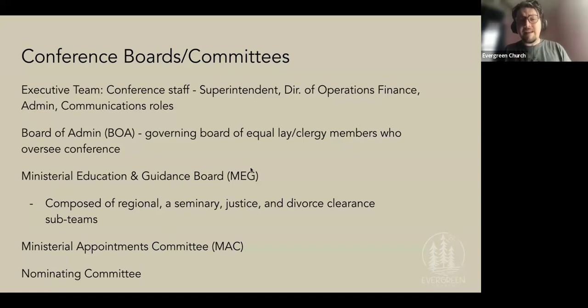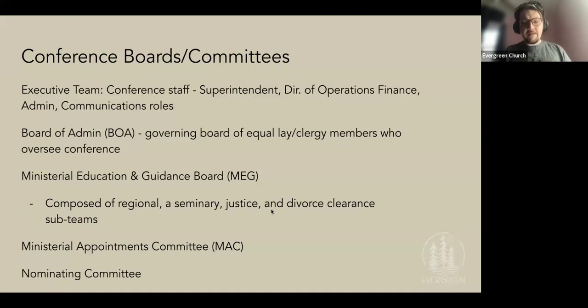Our conference has a board of administration. It's called the CLB, or the Conference Leadership Board. Again, equal representation of lay and clergy. We have the Ministerial Education and Guidance Board, the MEG. I've been serving on that for the last 7 years, and that oversees the development, credentialing, and ongoing care and education of our clergy and of the deacons as well.